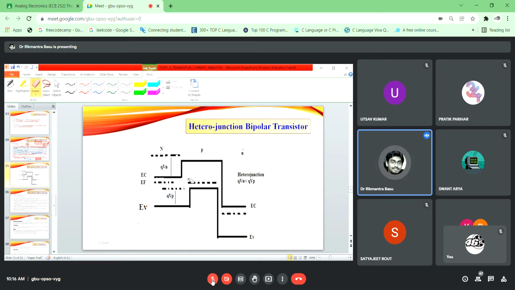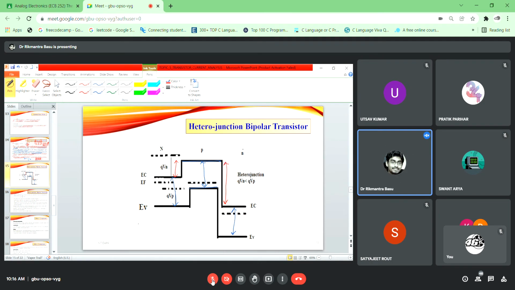So in the middle, that is in the base, we are taking a certain higher band gap material, and correspondingly different band gap materials in the emitter and collector, so that this potential difference automatically comes into the scenario through the structure itself. So EC, EV, the Fermi levels are different now.